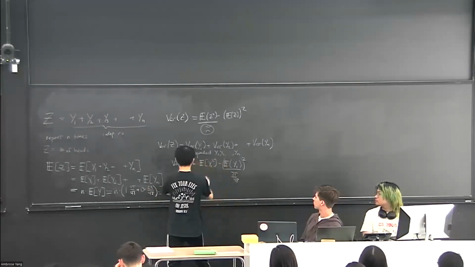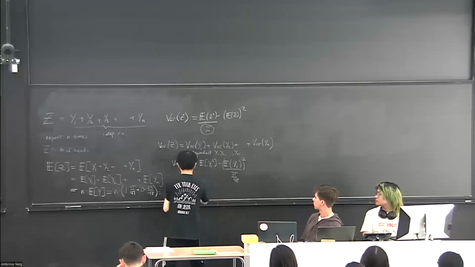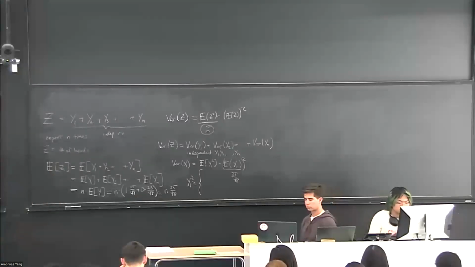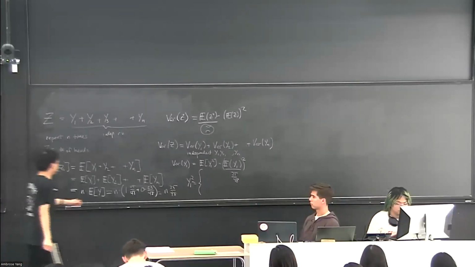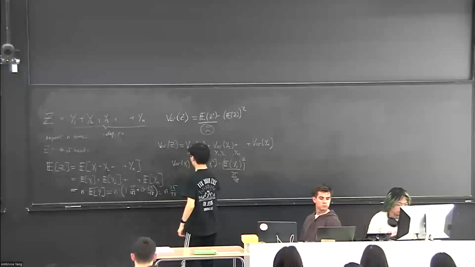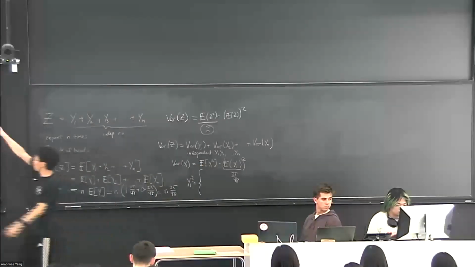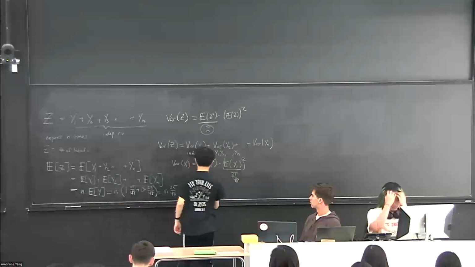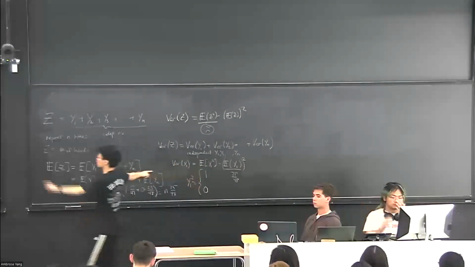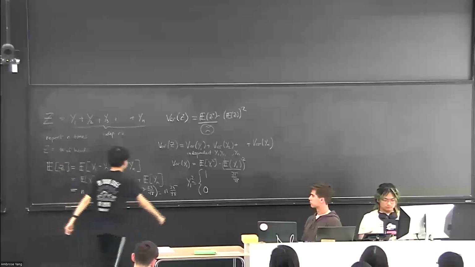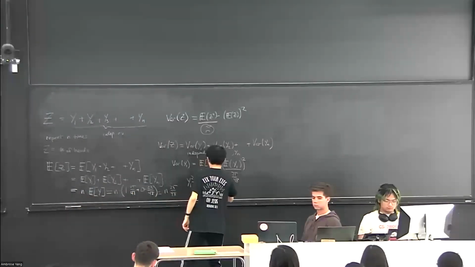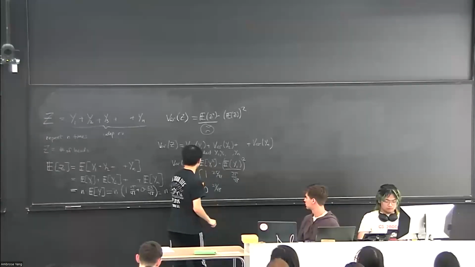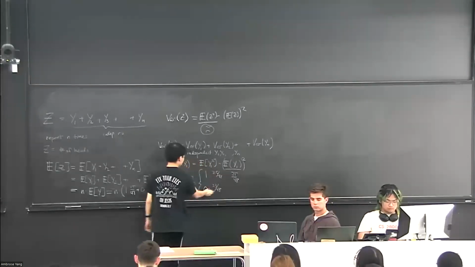What's Y1 squared? What does Y1 squared look like? I have to square each of the values of Y1 and have the corresponding probabilities. So Y1 can take on two values, 1 squared and 0 squared. It takes on 1 squared with probability 25 over 48, and 0 squared with probability 23 over 48. So the expected value of this is 1 times this plus 0 times this.